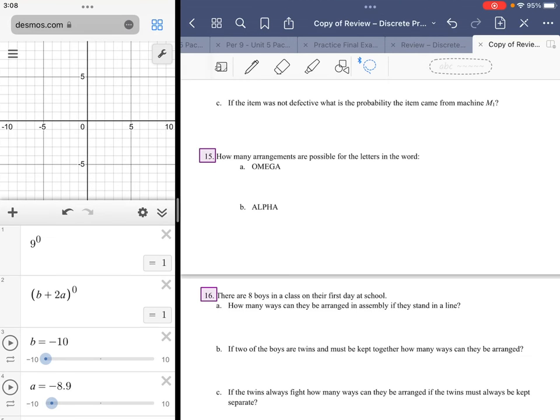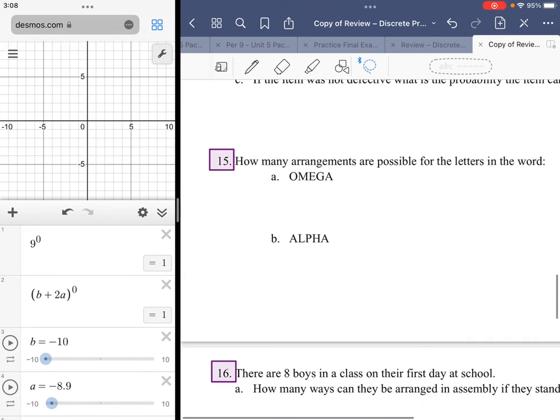So for number 15, it's asking how many arrangements are possible for the letters in the word omega. This is just like a problem where, let's say you have 5 students and they need to be arranged in a line. How many different ways can they be arranged? So we have student 1, student 2, student 3, student 4, student 5. You can think of it that way.